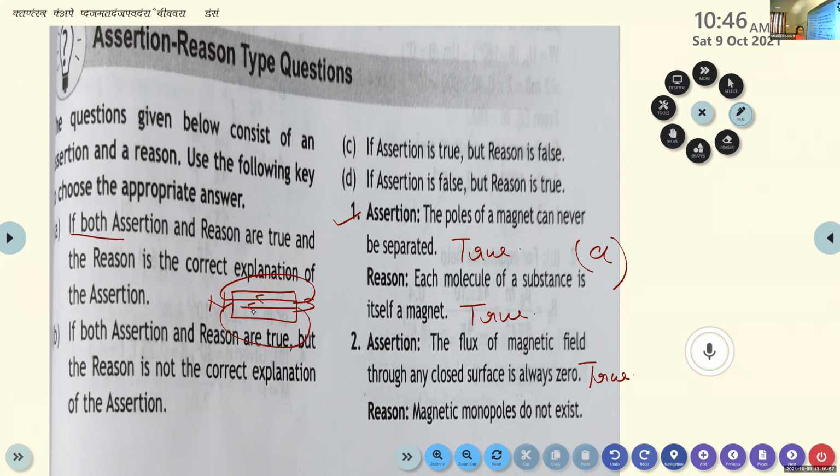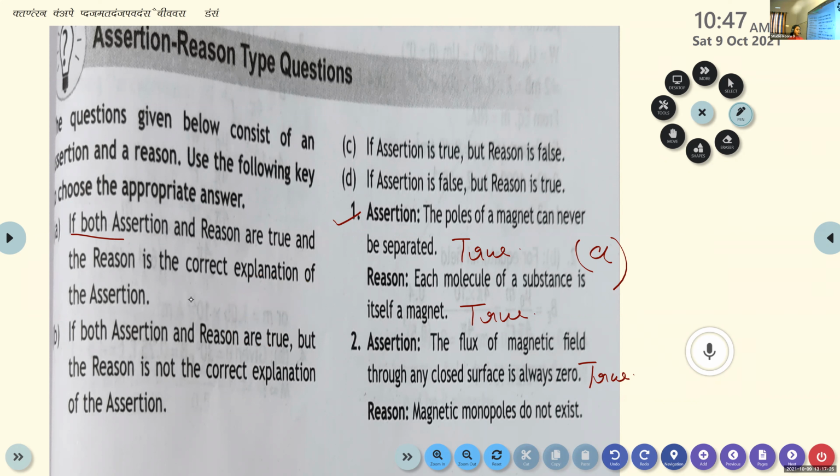Okay. So we can say in the case of a magnet, if it is a closed loop, the total number of magnetic field lines going out will be equal to the total number of magnetic field lines going inward. So the flux of a magnetic field through any closed surface is always equal to zero. Or according to Gauss's law also we can explain this.